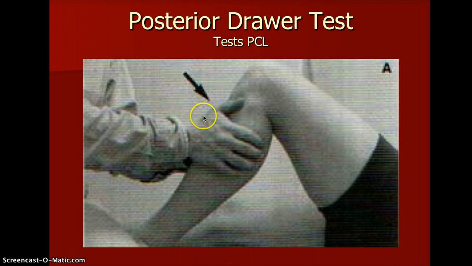The posterior drawer test looks exactly like the anterior drawer test, except that now you are giving a posterior force, so you're pushing backwards. If you go back and look at the slides describing the movements that each of these ligaments prevents, the PCL would prevent posterior movement of the tibia in relation to the femur. So we're testing the integrity in that motion. And again, you have to test this bilaterally to make sure that you're not getting a false positive.